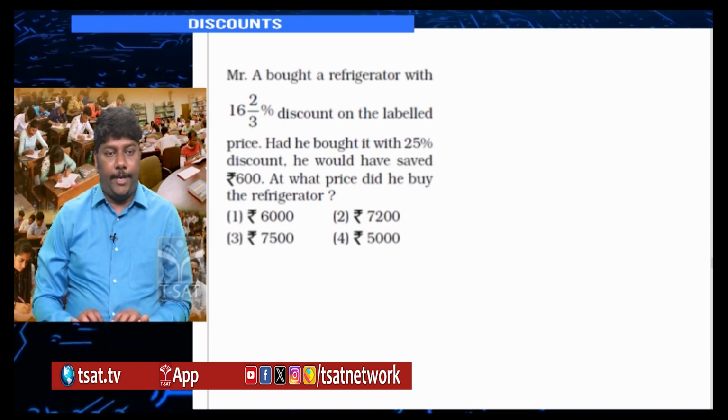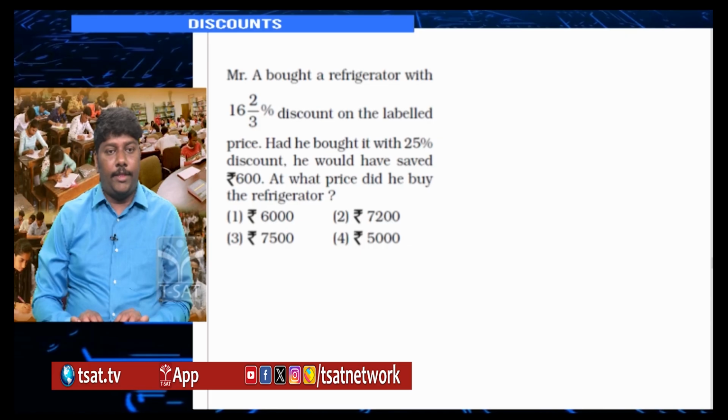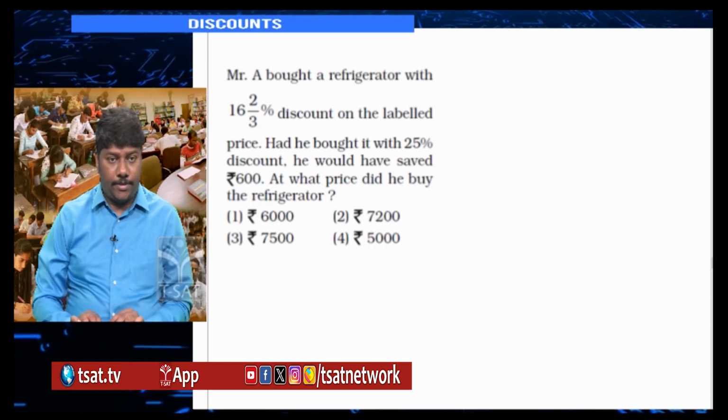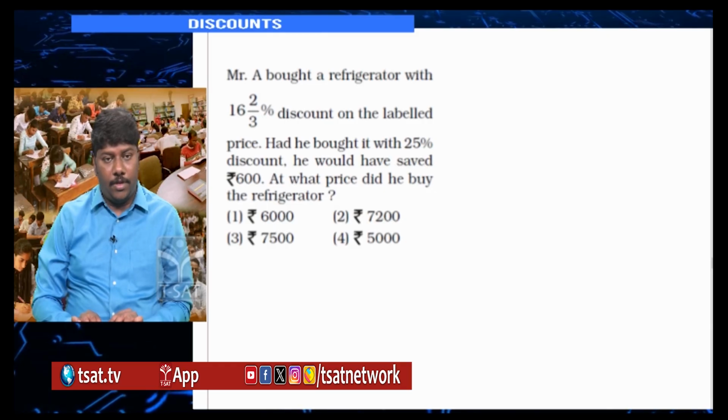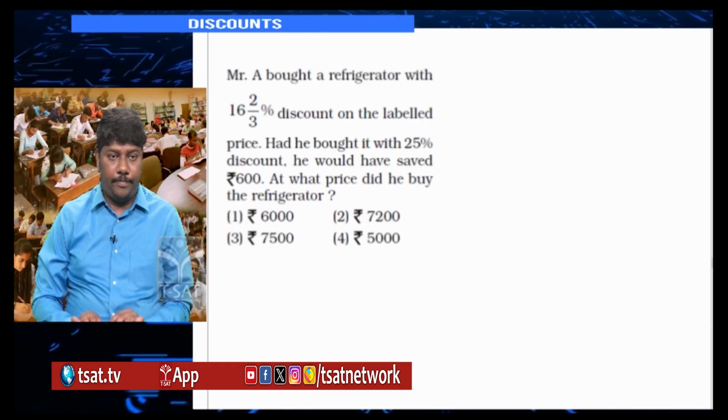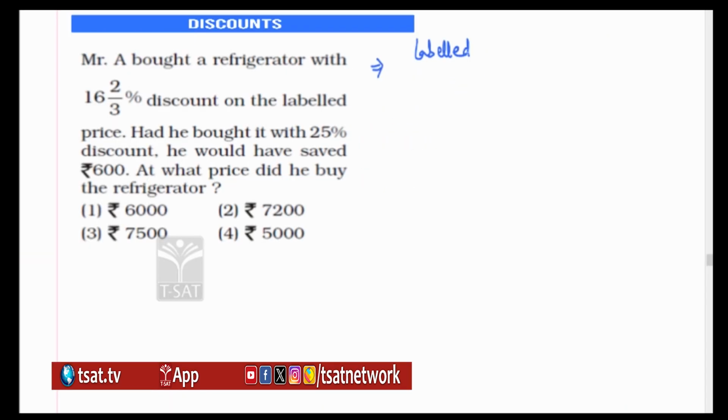Mr. A bought a refrigerator with 16 2/3% discount on the labeled price. Had he bought it with 25% discount, he would have saved 600. What price did he buy the refrigerator at? See, first, the labeled price or market price, let it be X. You bought it for 5/6 of X, right? 16 2/3 means 1/6, so 1/6 discount means 5/6. This is the price that you are buying. This is your answer actually.